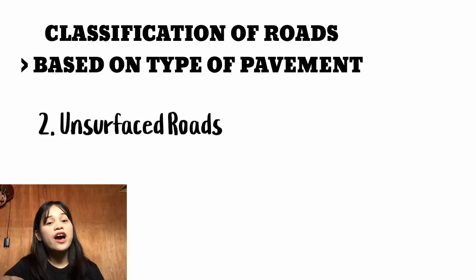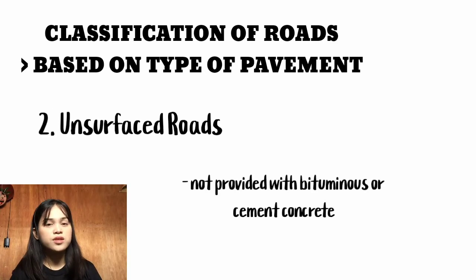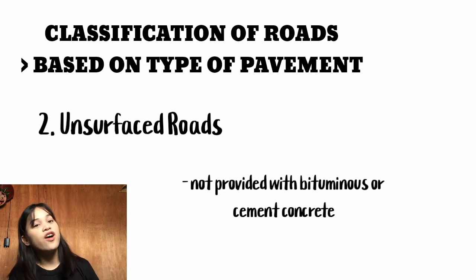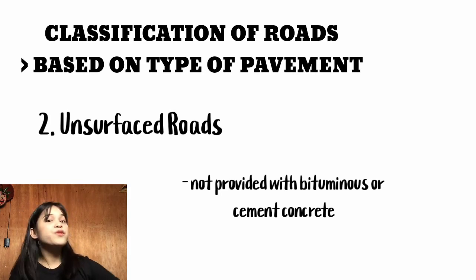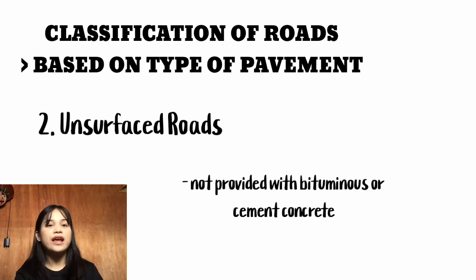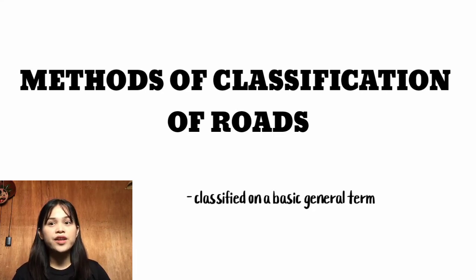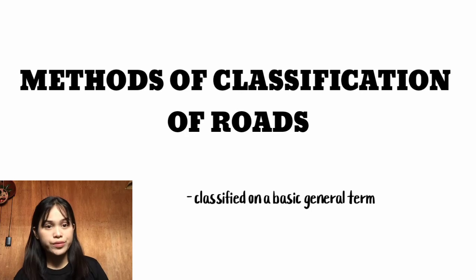On the other hand, we have here unsurfaced roads. So these roads are not provided with bituminous or cement concrete surfacing. The roads provided with bituminous surfacing are also called blacktop roads. So that is the unsurfaced roads. We have here the methods of classification of roads. So these roads are generally classified on the following basis. So these are the roads that are classified in basic general terms.